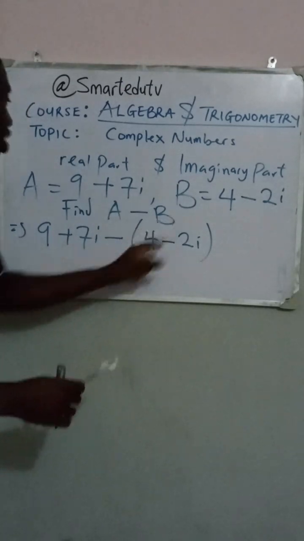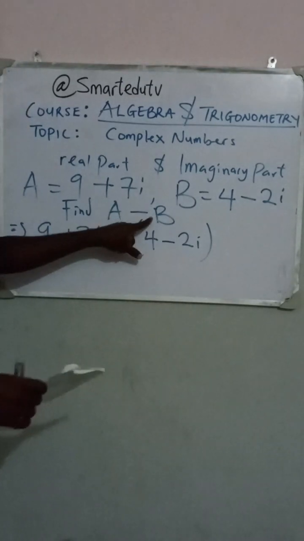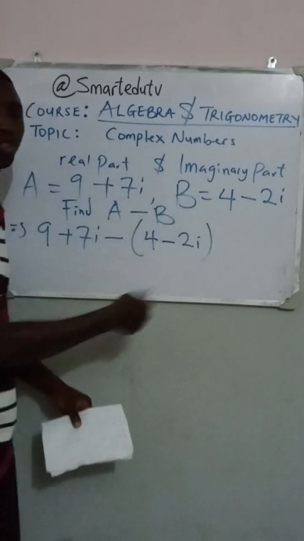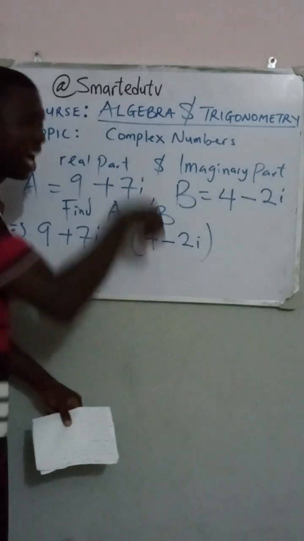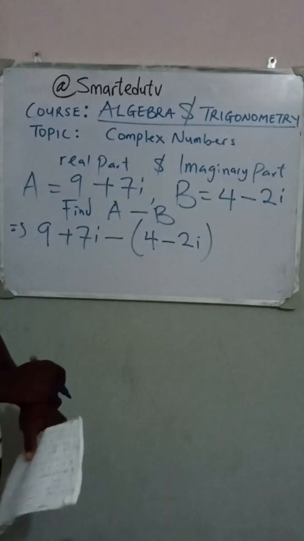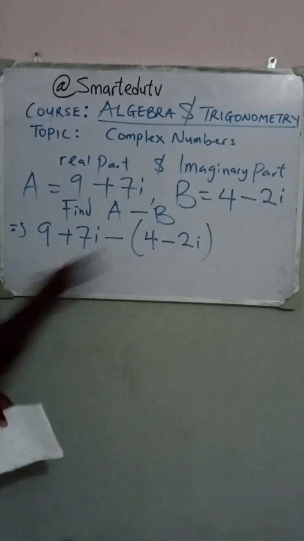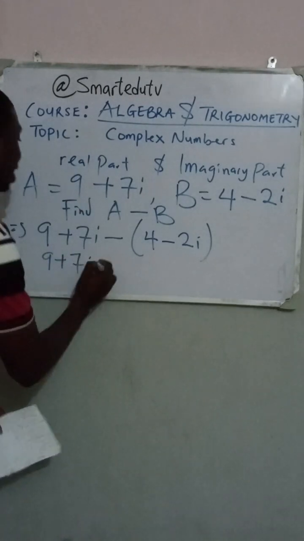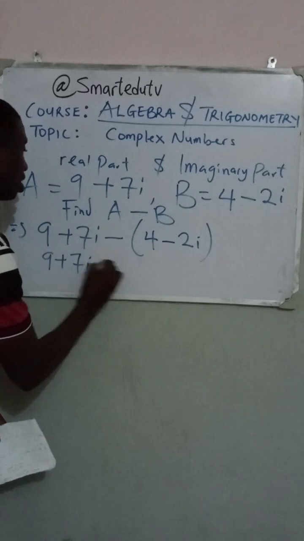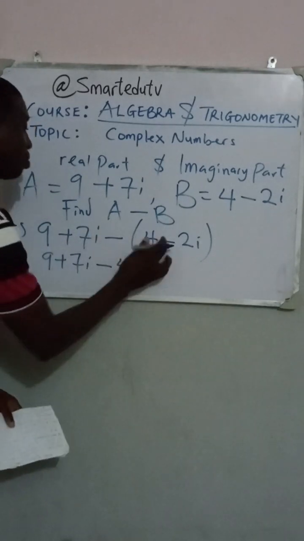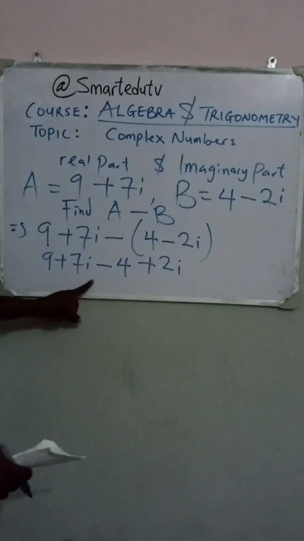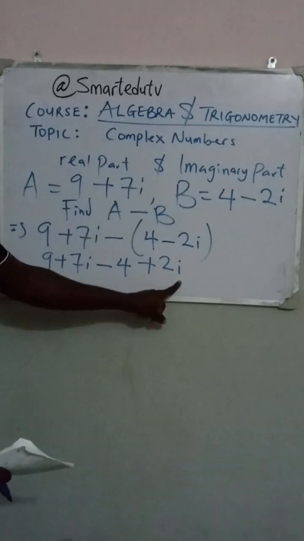But for me to show that the whole of B is having negative, it is advisable for me to open up a bracket so that the minus is going to affect everything inside the bracket. Evaluating this, let's open up the bracket. This will give us 9 plus 7i minus, and this becomes minus 4. Minus and minus becomes plus 2i. 9 plus 7i minus 4 plus 2i.